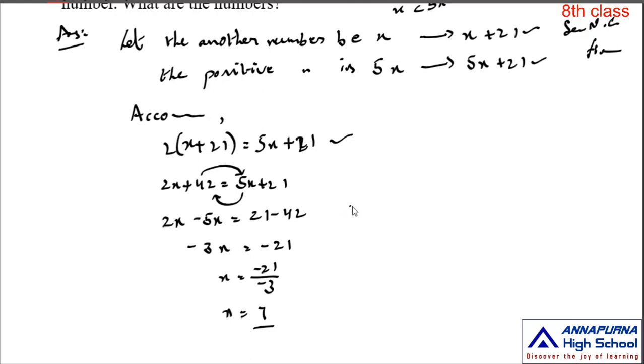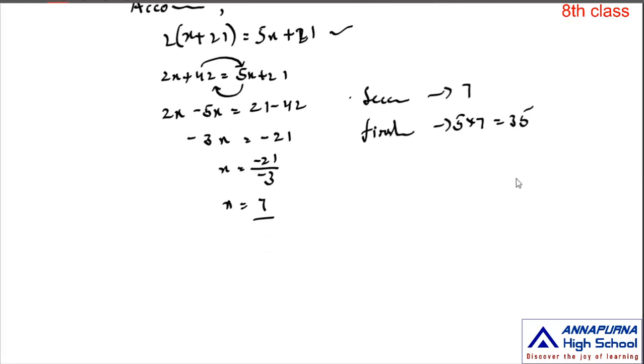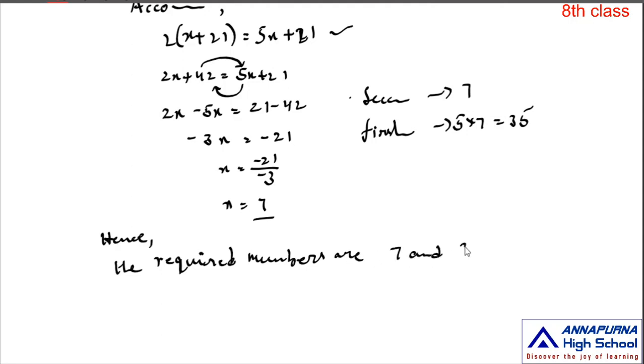That means the second number is 7, and the first number is 5 times the second number. 5x means 5 into 7, which is equal to 35. So therefore the two numbers are 7 comma 35. Hence the required numbers are 7 and 35. Okay, so this is the second one, and come to the third one.